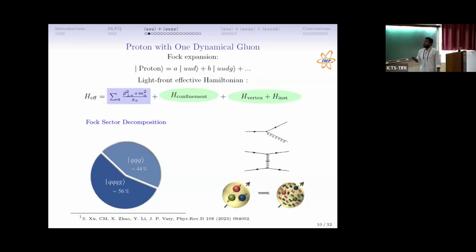So basically, we have the kinetic energy term, the confinement in the leading Fock sector, and the vertex and instantaneous gluon exchange interactions in the Hamiltonian. Once you solve this Hamiltonian within these two Fock sectors, we found that the probability of the higher Fock sector is 56%, and 44% is coming from the leading Fock sector. So we now have a wave function with gluon. We can investigate all these properties based on this gluon.